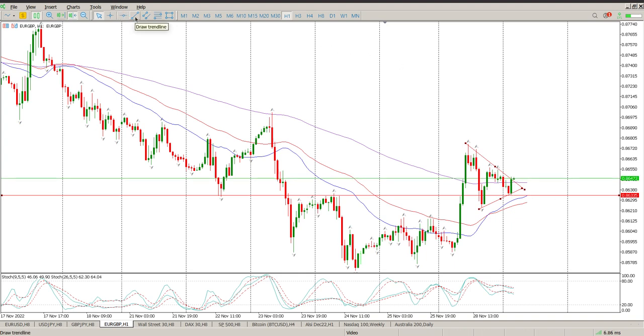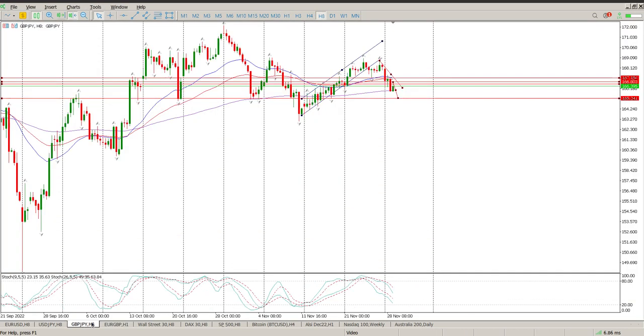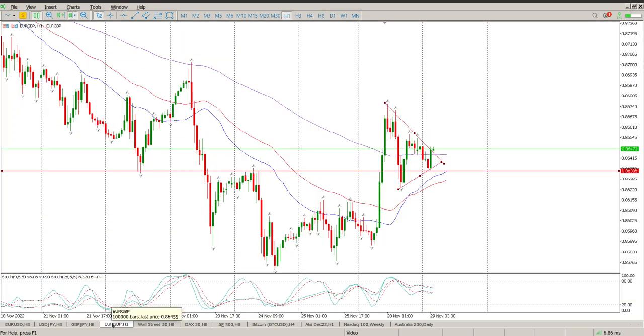So if you're looking at British pound, Japanese yen, and you're looking at Euro British pound, just repeat that. That's looking like a move back to the downside. So weaker pound, and this is looking like a move to the upside, weaker pound. So they do correlate. That's what I'd be looking for.